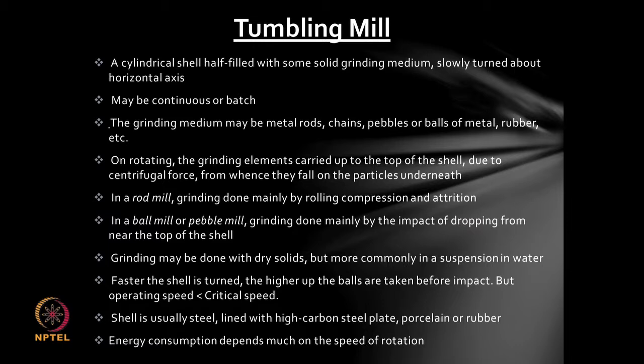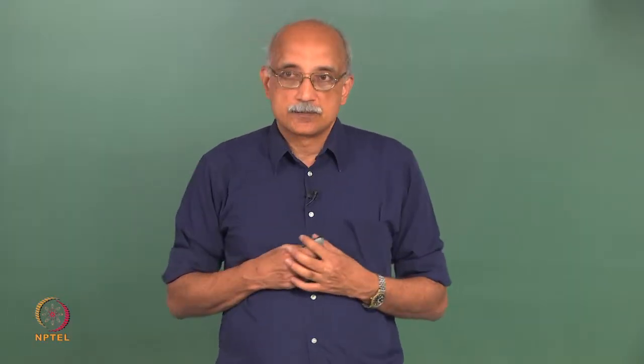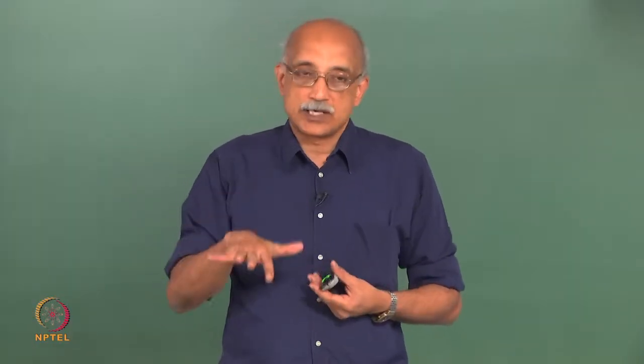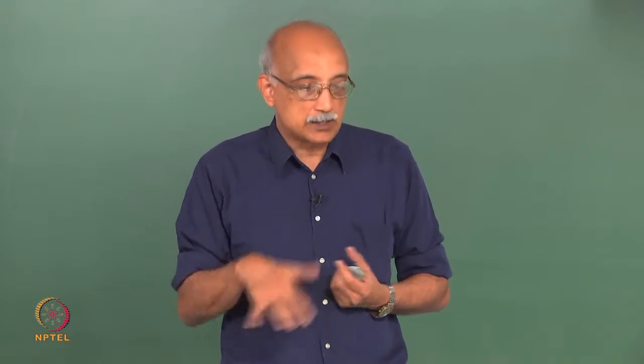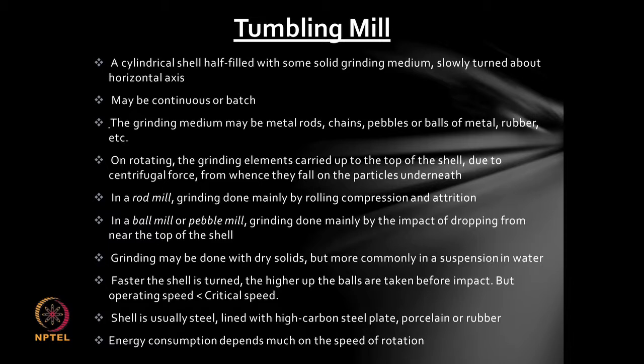The medium itself, you can have rods, you can have chains, you can have pebbles, metal balls, rubber balls, ceramic balls, virtually any material that you can fill the chamber with, and which can cause size reduction to happen through impact, can be used as the medium in a tumbling mill. So the way this works, as the mill rotates, the media gets carried to the top and then it drops.